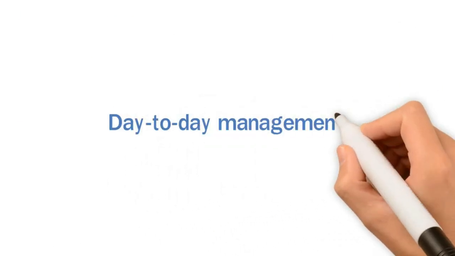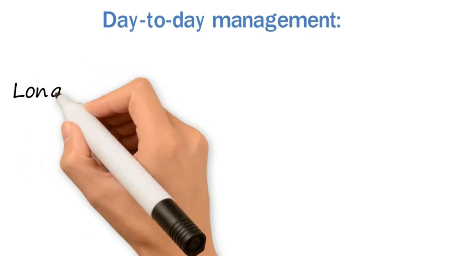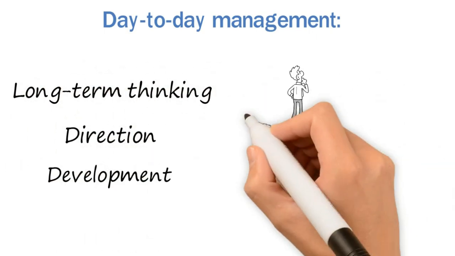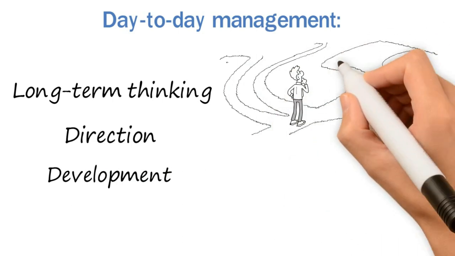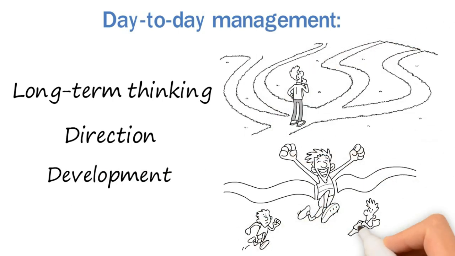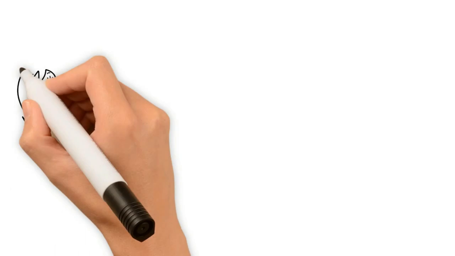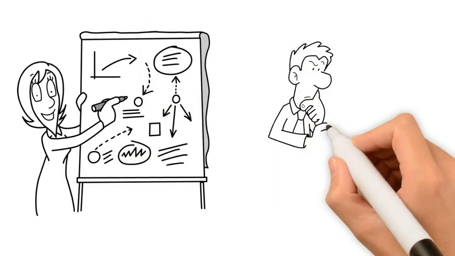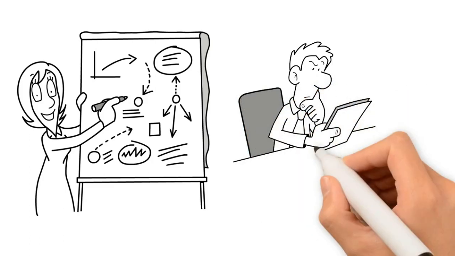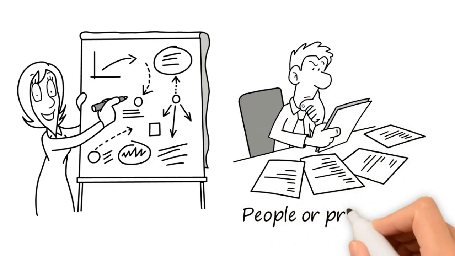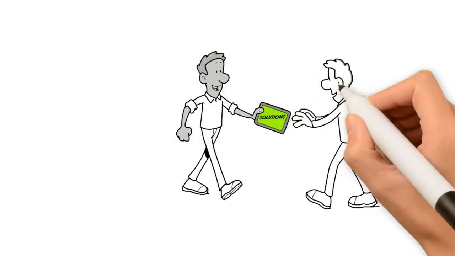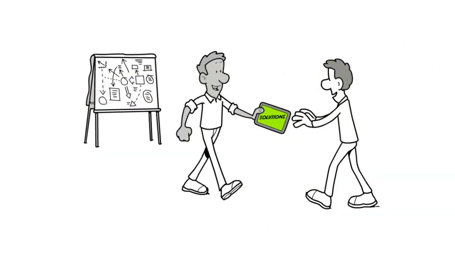Day-to-day management. Whilst managing a team needs long-term thinking, direction, and development, the day-to-day decisions you make will be equally important to your success. Regardless of how well you plan, the unexpected can occur, creating problems and difficulties for you and your team. Whether it is people or processes, it's important to problem solve fairly and professionally.